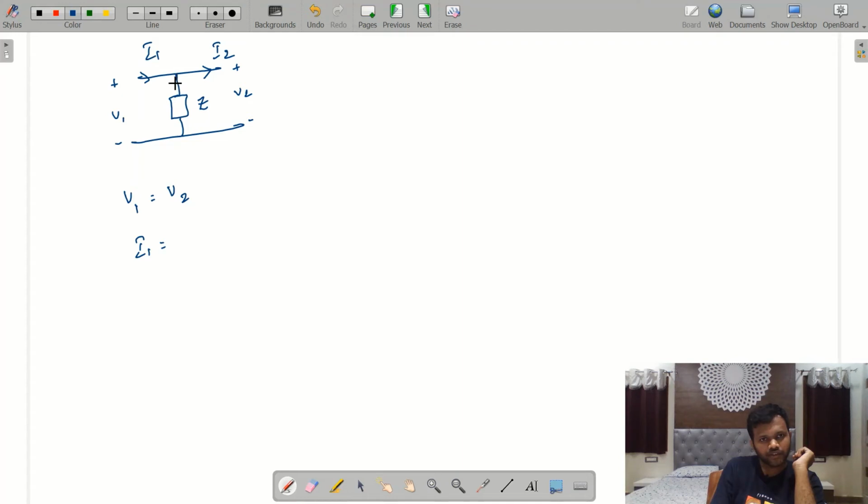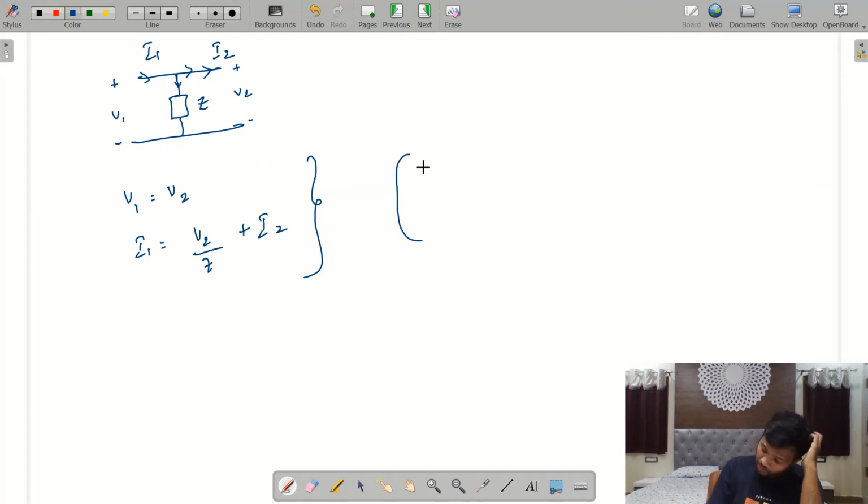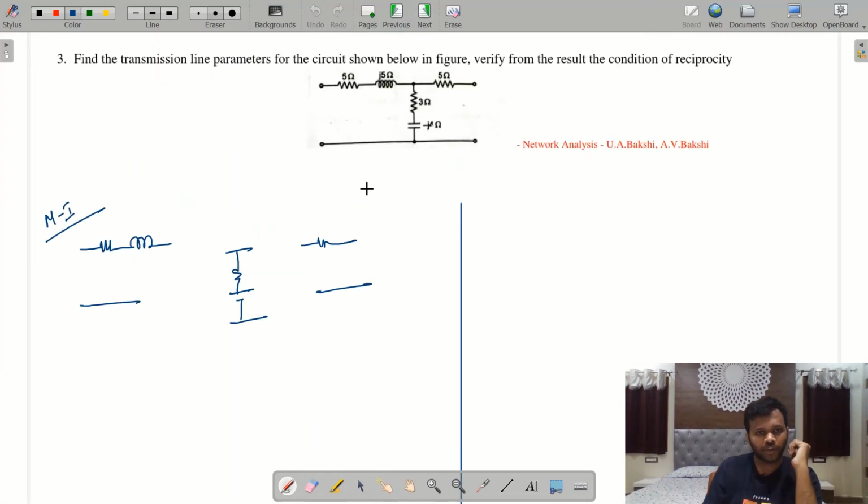I1 current is dividing into two parts. What is the current dividing into this part? V2 by Z, plus this current I2. So from these two equations, the ABCD parameters I can write as 1, 0, 1 by Z, 1. Alright, so now coming to our question.